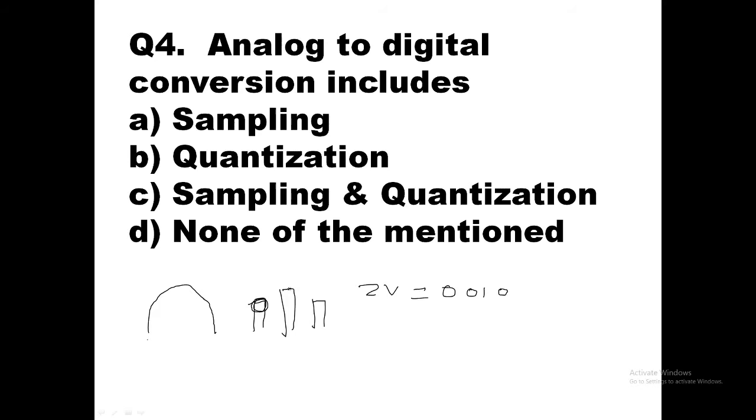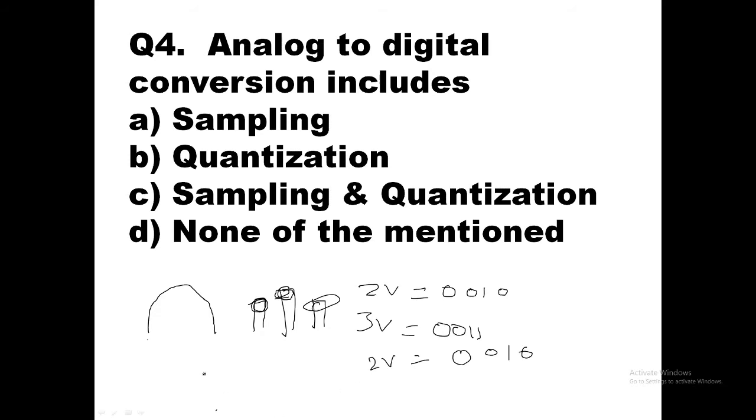Say this sample is around 3 volts, this will be represented as 0011. And say again this sample is around 2 volts, so this will be represented as 0010. In this way you can represent the analog wave in digital format.